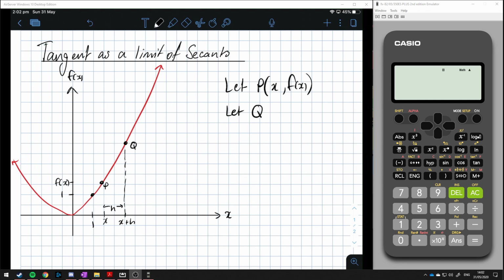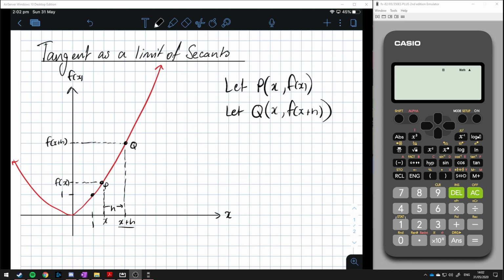And with that being said, if this is the value of the function at x, then the y coordinate will be f of x plus h, because we're essentially putting that into our function to get how high up this function is. So if it's h more along, then the function value is h more greater. Okay, so I'm going to define those two points.